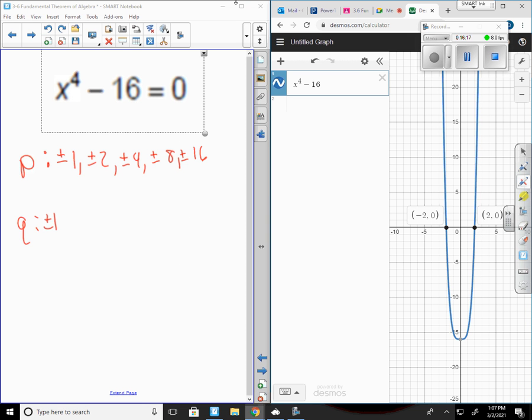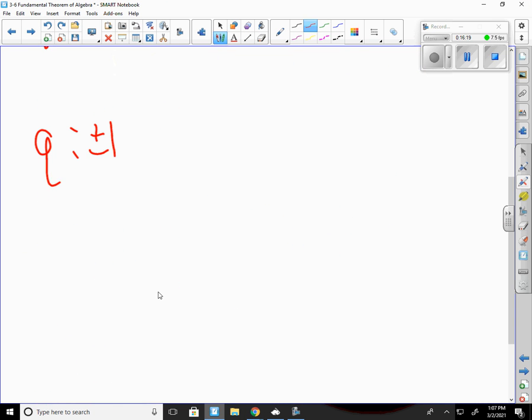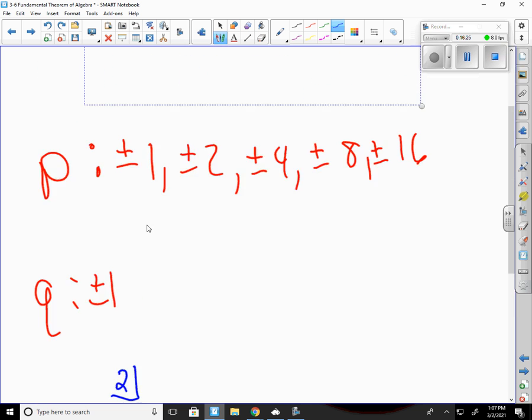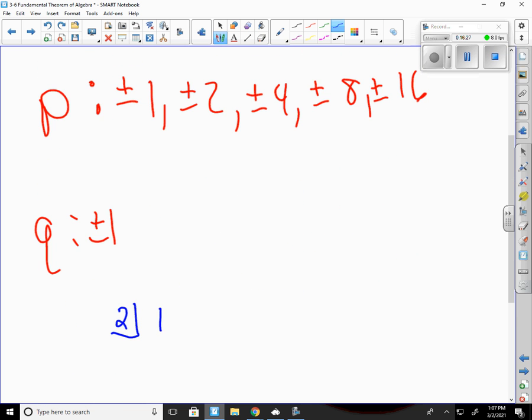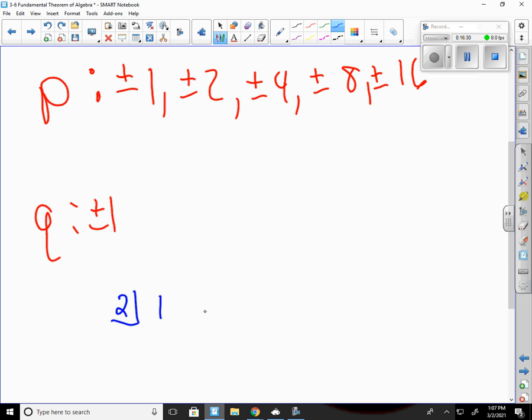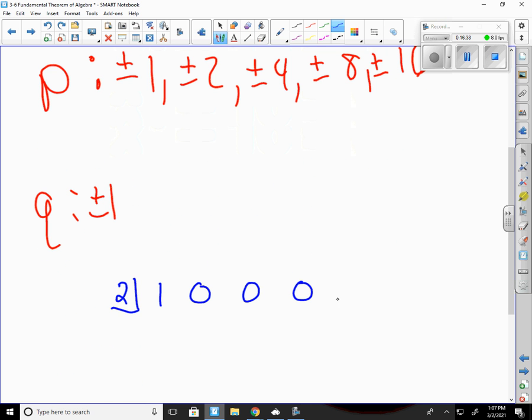Let's do our synthetic division now. I'll pick positive 2 just because it's easier, but I know that there's a good chance I'm going to end up having to do them both. My first coefficient is 1, and that's x to the fourth. There's no x to the third, no x to the second, no x to the first, and then it's just minus 16. Don't forget to put your placeholders in. This was x to the fourth. I have to have a 0 x to the third in. Don't forget to put those placeholders in. Without those, it's going to mess up the entire problem.